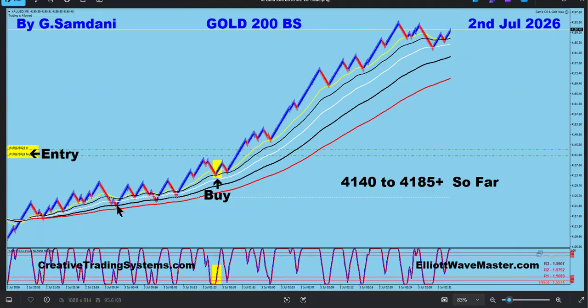I mean, my EA somehow missed, and I had it off actually by mistake. So by the time I found out that my entries were not taken, I manually took this one. Right here is the entry. It should have been here, right? It should be this one here, but that happens. No problem. So 4140 to 4185.